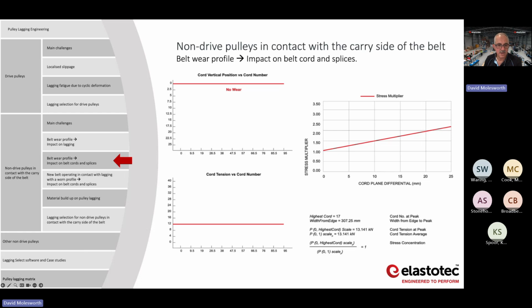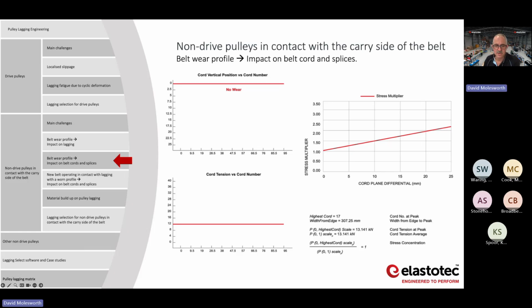So we've got basically 3 graphs here. The one on the bottom is the cord tension on the vertical axis, and the cord position or cord number on the horizontal axis. And then the graph on the top has the wear on the vertical axis, and the horizontal axis again is the cord number or cord location.